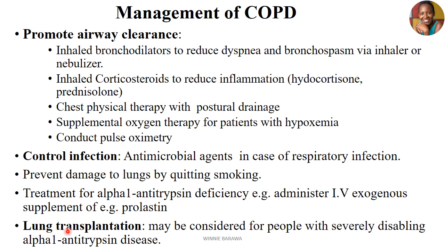And the last bit is lung transplantation, which is considered if there's severe incapacitation or severe disability due to the alpha-1 antitrypsin disease. So in cases where the congenital deficiency of antitrypsin is too severe and the lung has been destroyed in totality, then we can encourage that we go for lung transplantation. However, it's good you initiate the other management before you talk about lung transplants or replacement of the damaged lungs.